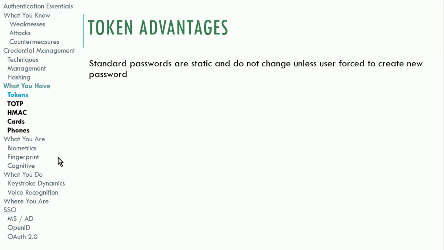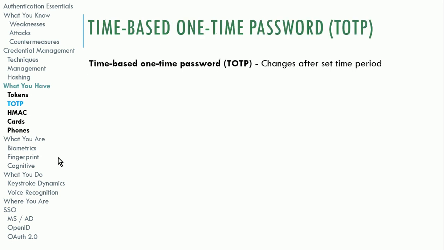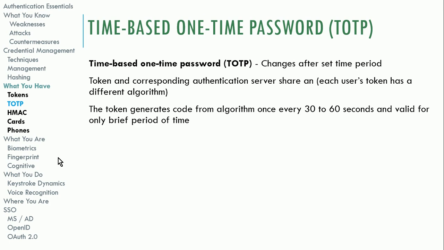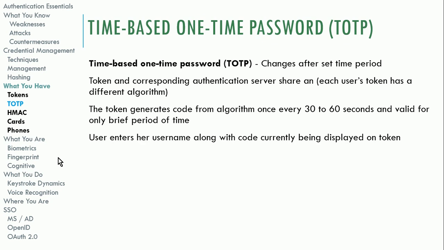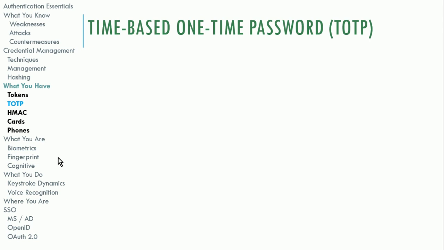So standard passwords are static and don't change unless the user is forced to create a new one. But the tokens produce dynamic passwords that change frequently. So that token changes every so often. With time-based one-time password, the change is happening after a set period of time, usually anywhere from 30 to 60 seconds, depending on which manufacturer you're using for the token. RSA tokens, for example, change every 60 seconds. So after the user enters their username and their password, then they enter the code that's displayed on their keychain. And then they're granted access to whatever resource they're looking for. So you can see how it'd be a lot more difficult to crack a system if you have to have that token because that code changes every 60 seconds.